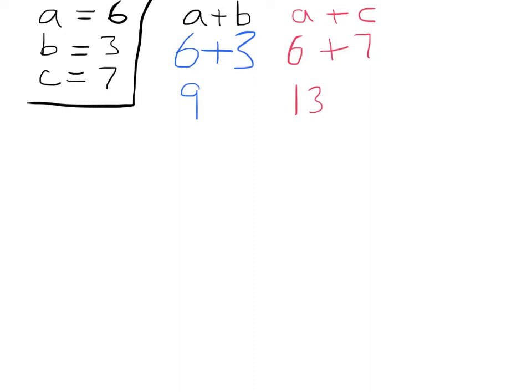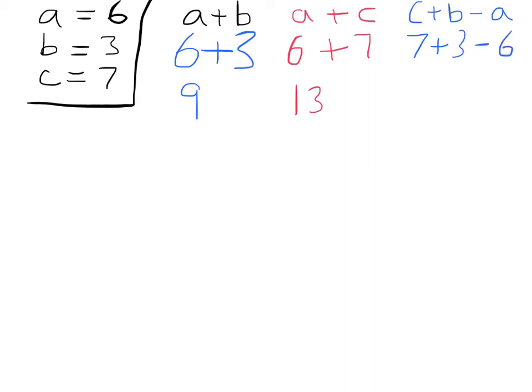Let's use all three letters. C plus B minus A. Okay, pause the video and substitute the letters for numbers, or the numbers for letters. Okay, put them in. Right, you should have C is 7 plus B, which is 3, minus A, which is 6.